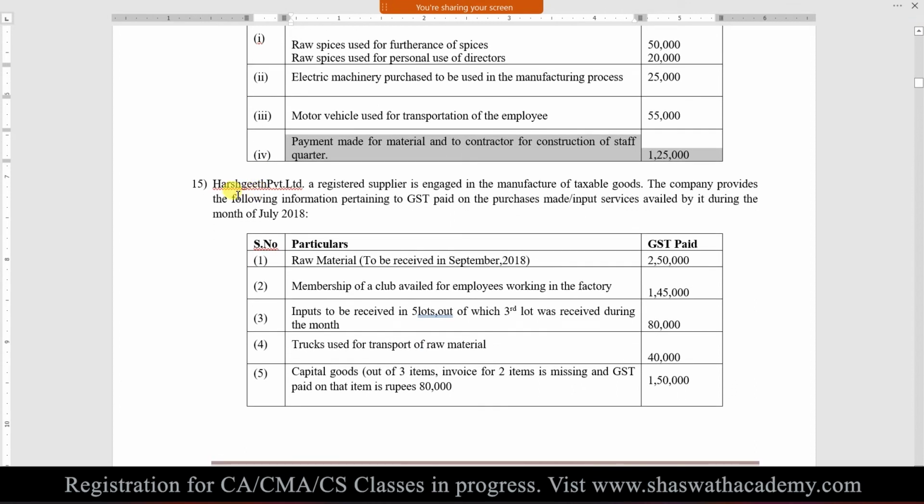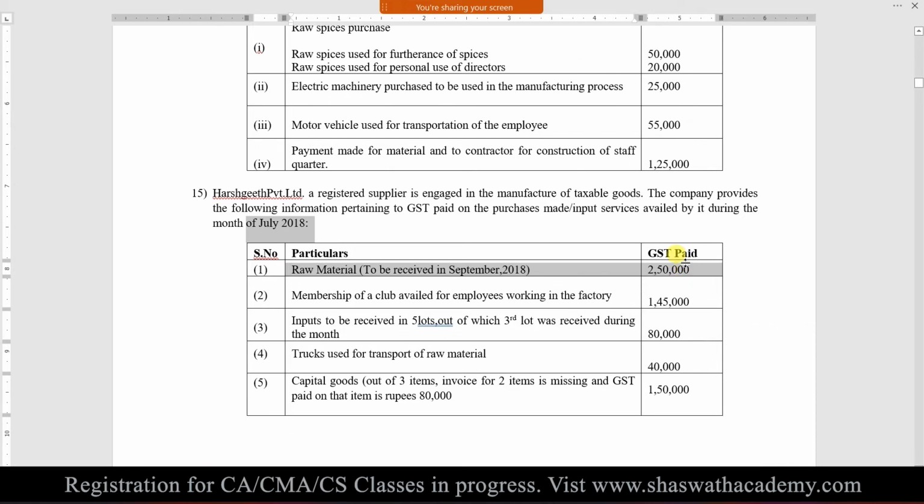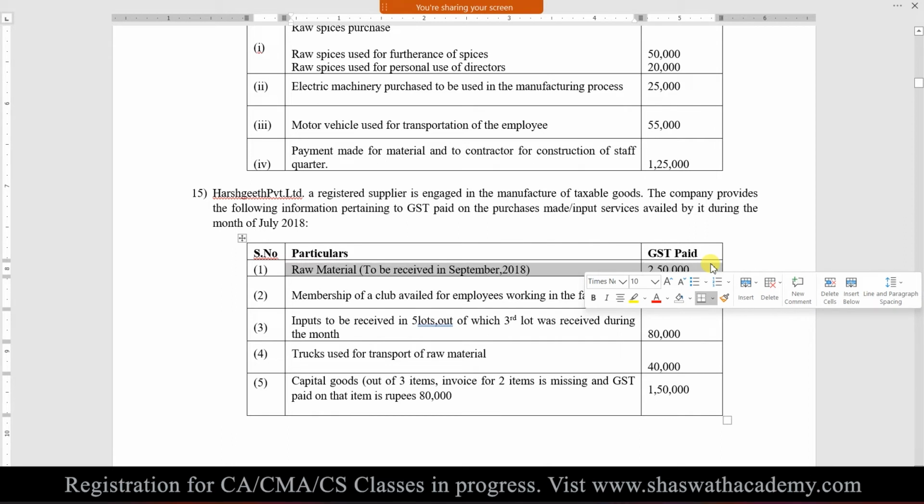Let us go for Harshgeet Private Limited, and straight away we are considering raw material to be received in September. Sir, this is for the month of July, and they are saying raw material to be received in September. Can I claim credit of 2.5 lakhs, sir? I can take credit only when the supply is received. Very good. Only when the supply is received and invoice is received, I am eligible. For this particular 2,50,000, I am eligible to take credit only in the September tax period, but not in the July tax period. Credit is not denied; it is only delayed, deferred.